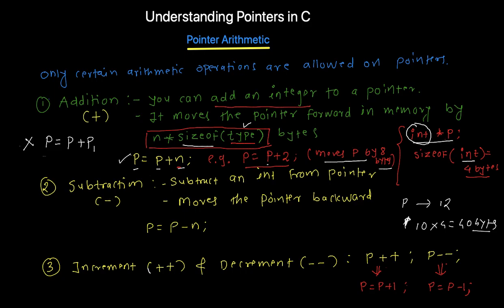Just to summarize: if we have an integer type pointer p, and if you increment it by saying p equal to p plus 1, it will be incremented by one location of integer type. One location of integer type is 4 bytes. That means in fact p will be incremented by 4 bytes.